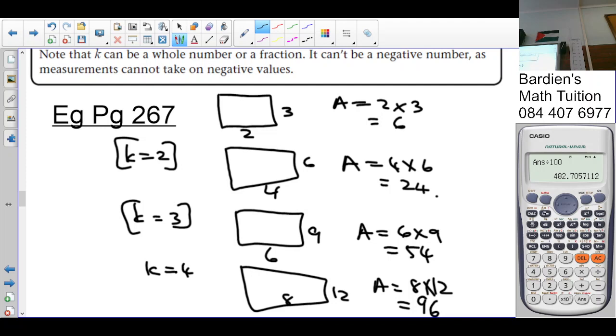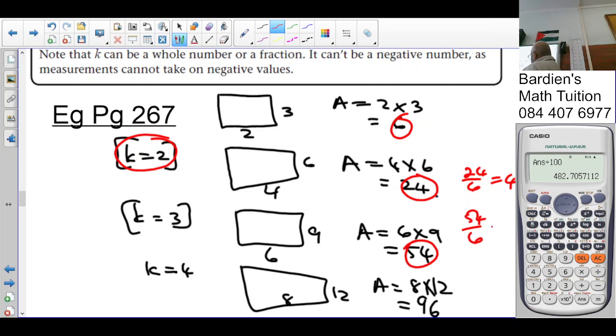But what you notice is that when you have k, what would 24 divided by 6 be? 4, which is the same as 2 squared. What is 54 divided by 6? 9, which is the same as 3 squared. Can you see that? K squared. What about 96 divided by 6? 16, which is the same as 4 squared. So in other words, if you are enlarging a shape in 2 dimensions by the same k factor, then the area scales by k squared.